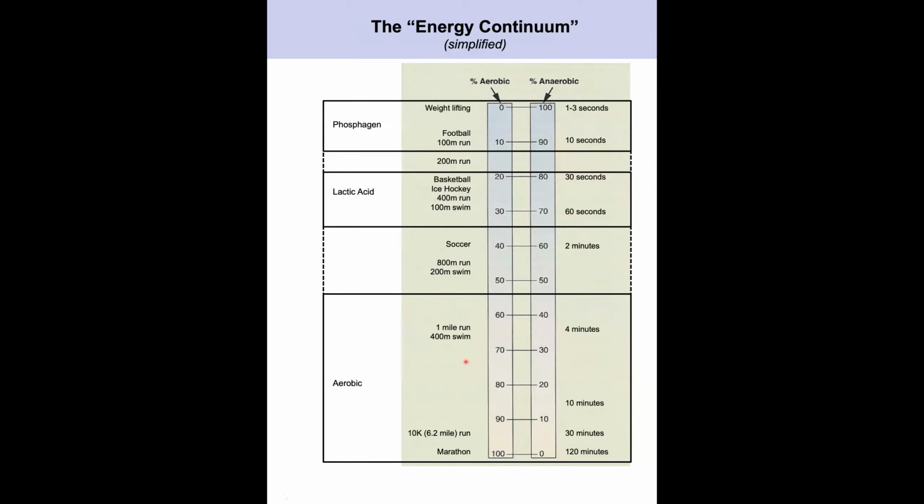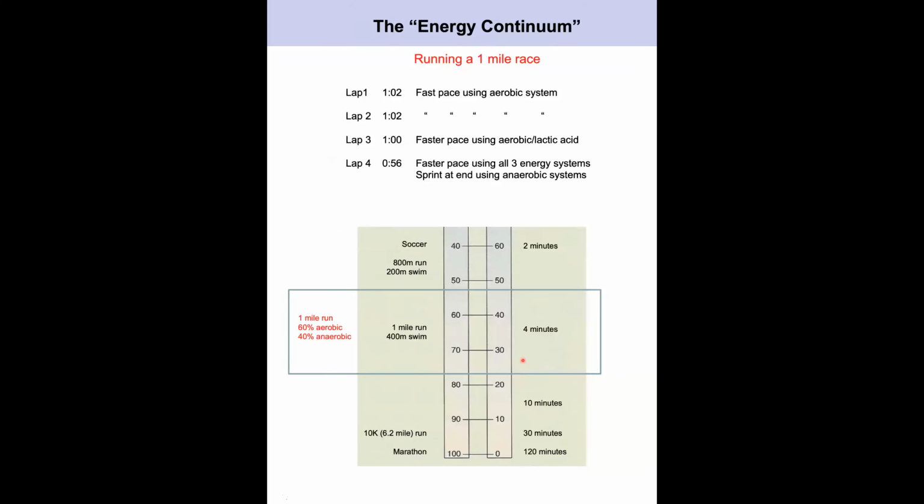Aerobic down here, right? Anything greater than that 1 mile run will be purely aerobic. And so if we look at something like running a mile, we know that most of it is aerobic, but there is still an anaerobic component. And so when we talk about this, how do you train that 40% anaerobic? And the other question is, when do you implement that 40% anaerobic?